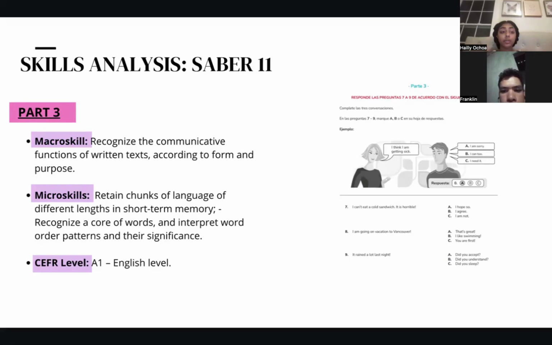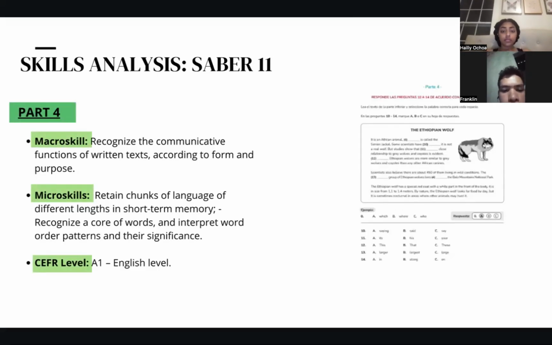In this case, in part number 3, we have the macro and micro skills. In the macro skill, we have recognizing the communicative foundations of written text according to form and purpose. In the micro skills, we have retaining chunks of language of different lengths in short-term memory, recognizing core words, and interpreting word order patterns and their significance. The CEFR level is A1, so it's the basic level.